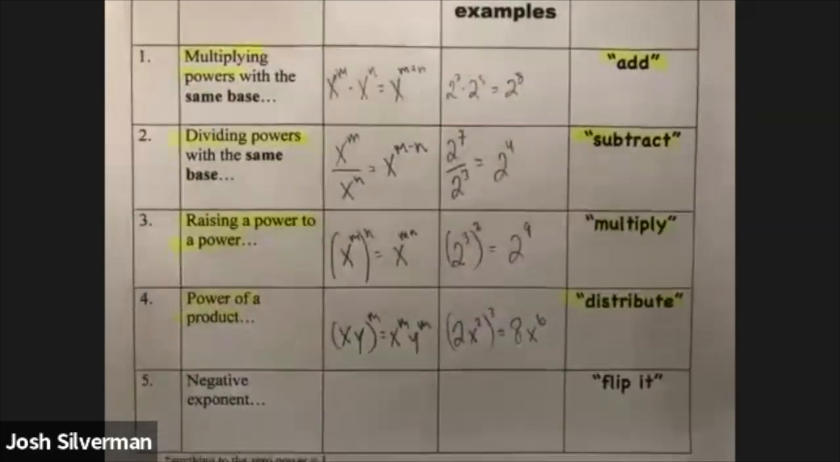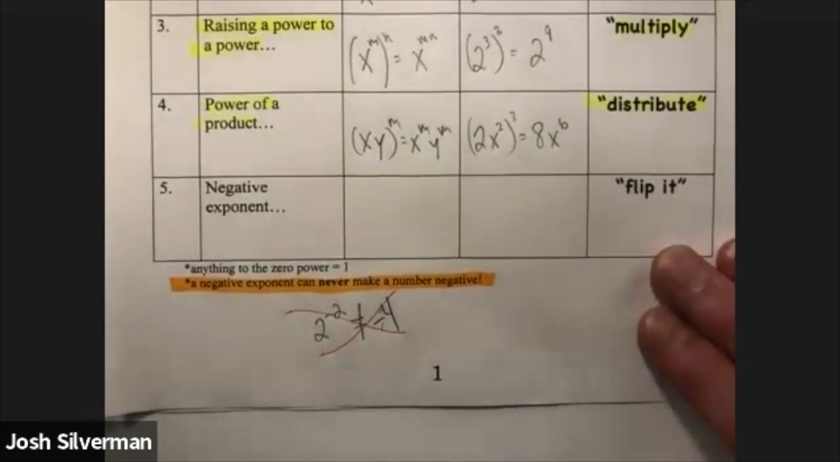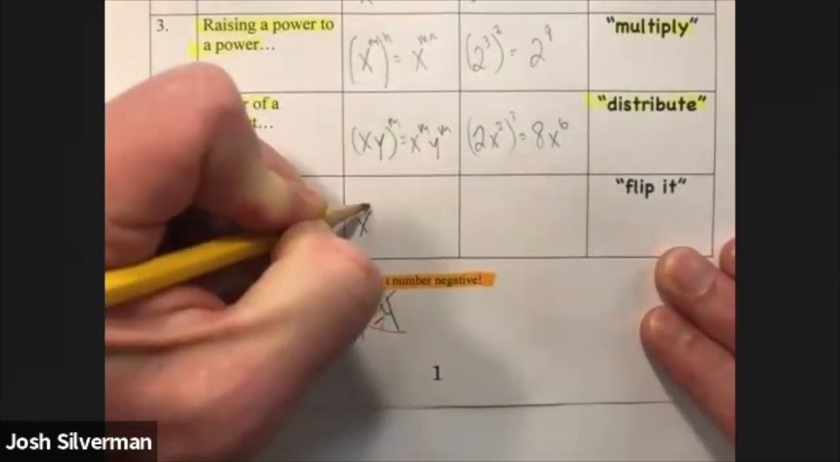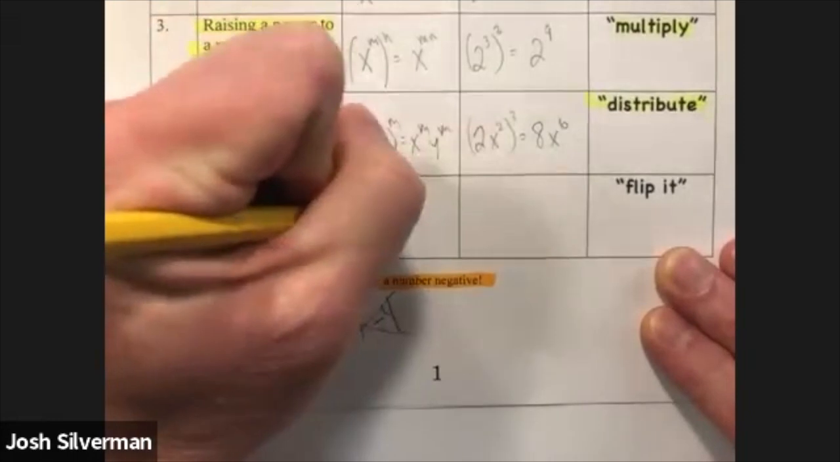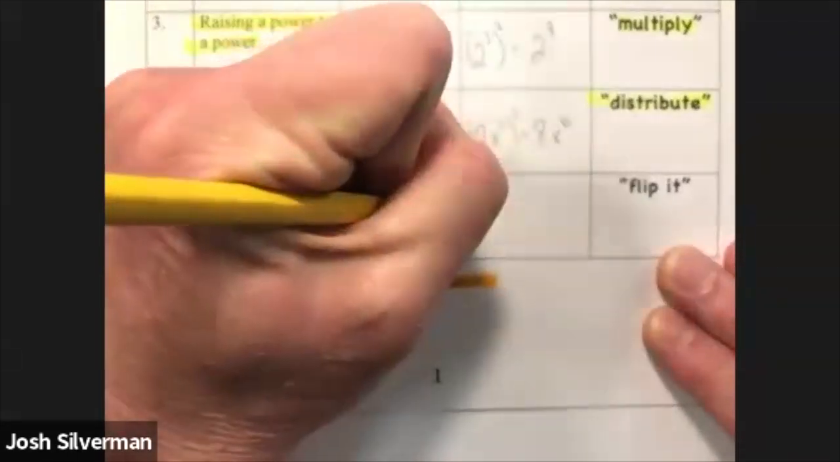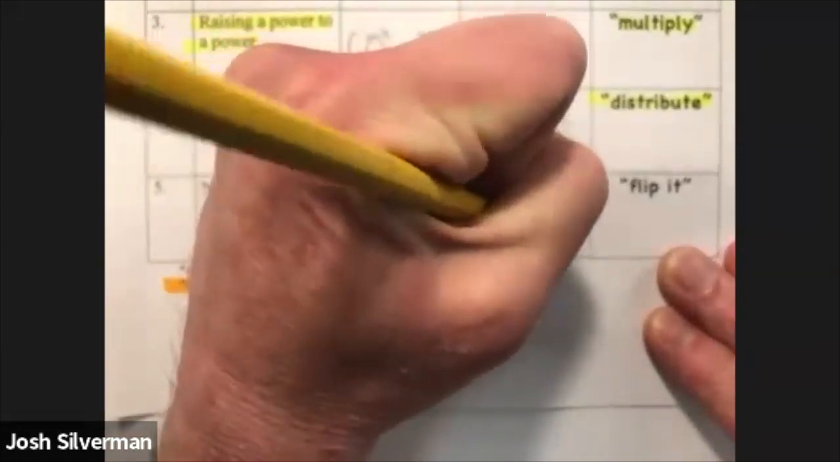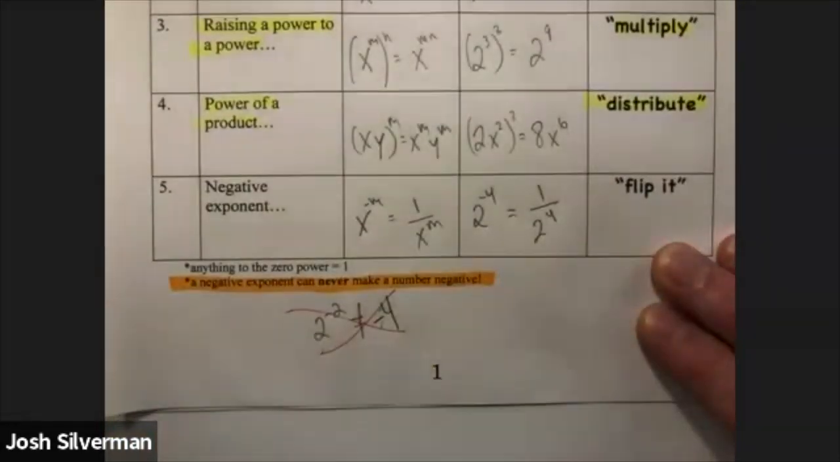A negative exponent can never make a number negative. That's not what it does. What does it do? It flips it. A negative exponent will flip it. So here's our rule. x to the negative m is equal to 1 over x to the positive m. Here's my example. 2 to the negative fourth is equal to 1 over 2 to the positive fourth.